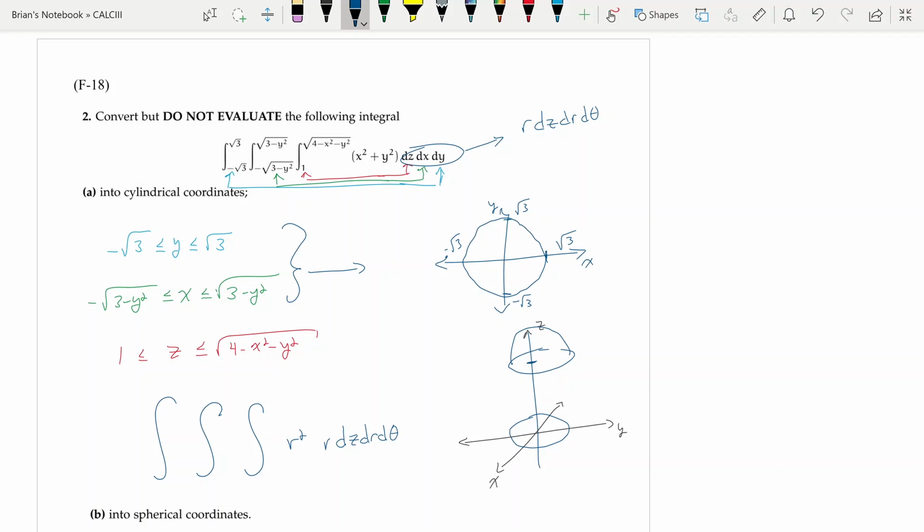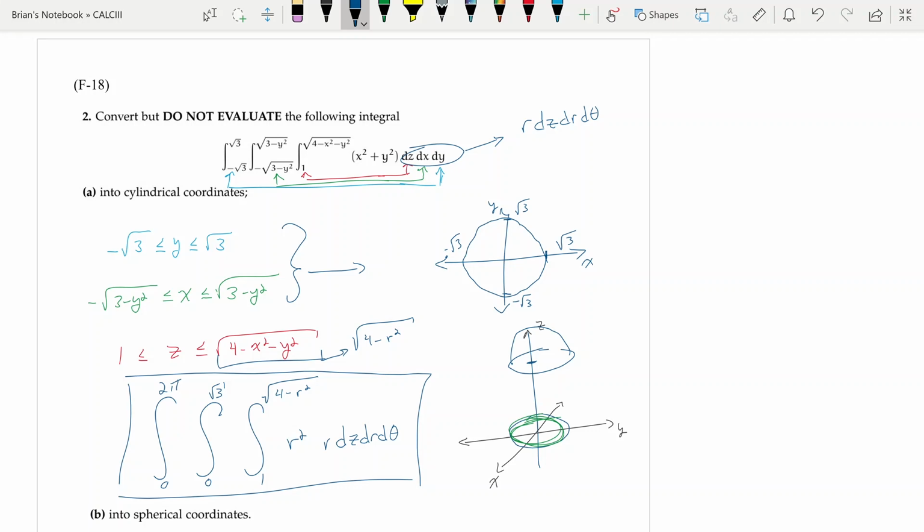Okay, and now we need our bounds. So theta, easy, 0 to 2 pi. It's not always 0 to 2 pi, but we got pretty lucky today. Our r goes from 0 to the square root of 3, because as we talked about, that's our r in the bottom right corner. And then our z, this one's a little tricky, but we're going from 1, because we don't change that z value. And now we need to convert the upper bound into cylindrical coordinates: square root of 4 minus r squared. Boom. Answer.